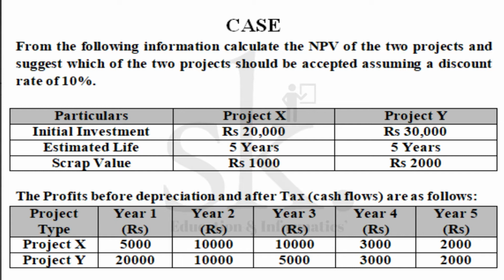So if you are getting rupees 1,000 at the end of the 5th year, it is also important that that particular amount, rupees 1,000, which you are getting in the 5th year, is converted to present value. So this is a completely new concept which you are understanding from this particular problem. So let's solve this problem.